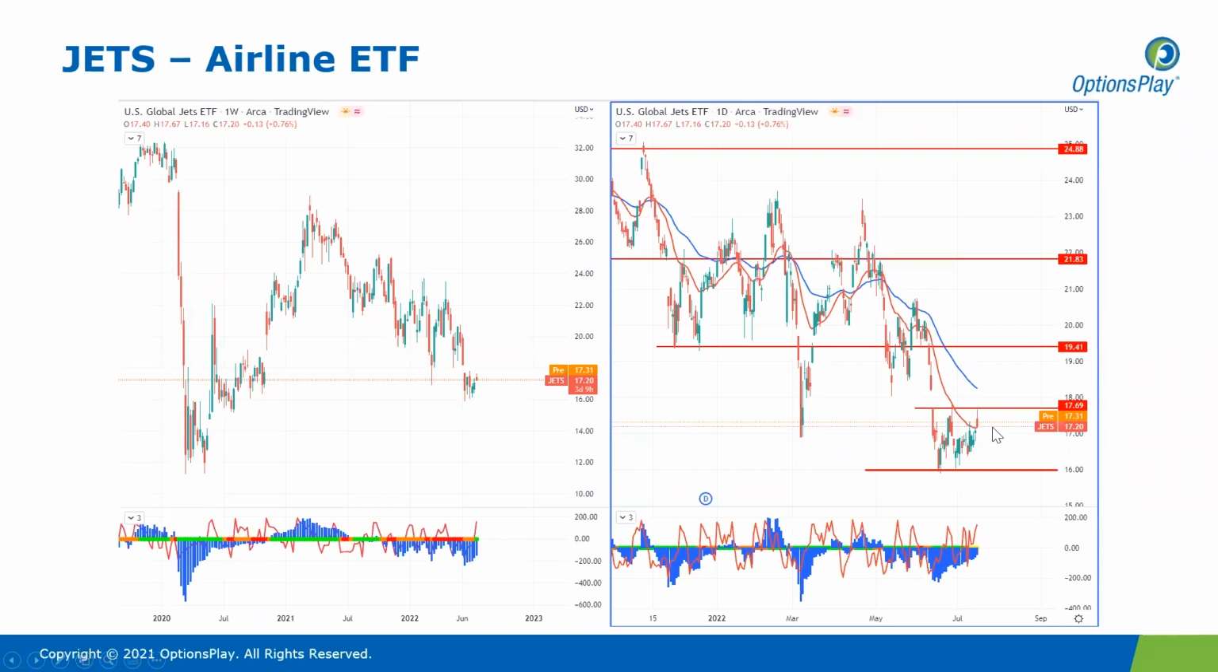This sector, this industry, is really struggling with, again, higher fuel costs. There's only so much that can be passed down to the consumer, and they're not really being able to reap the rewards of this full reopening. So for that reason, I'm still maintaining a neutral view here for JETS, and I'm playing the range between this resistance level and a very short-term downward movement here for 16 acting as a support level.